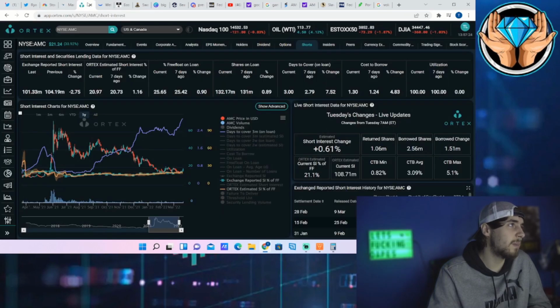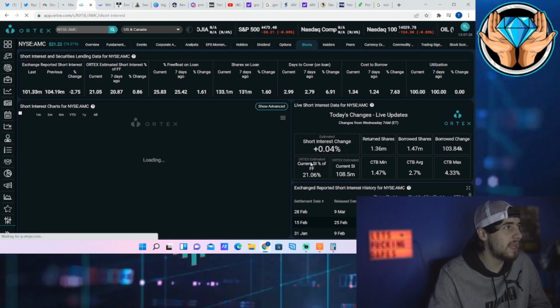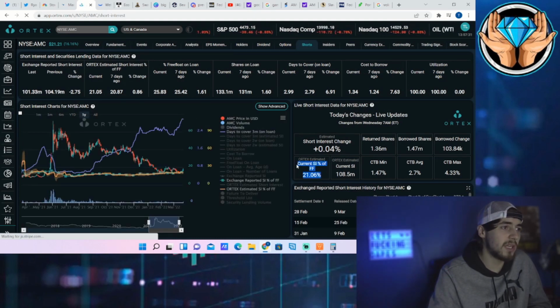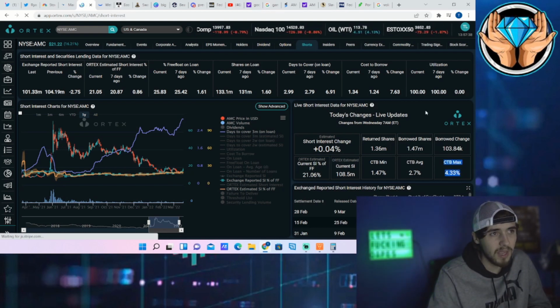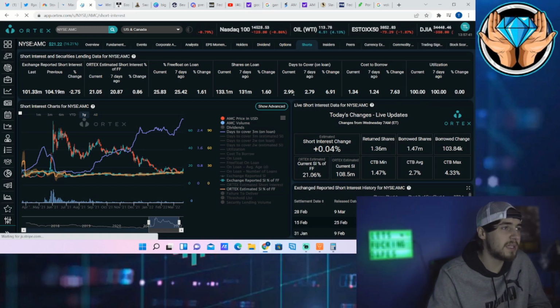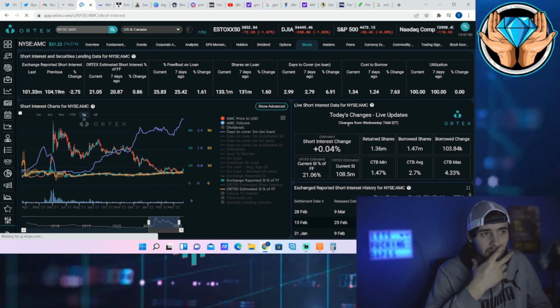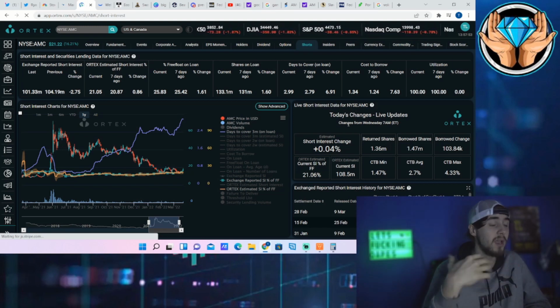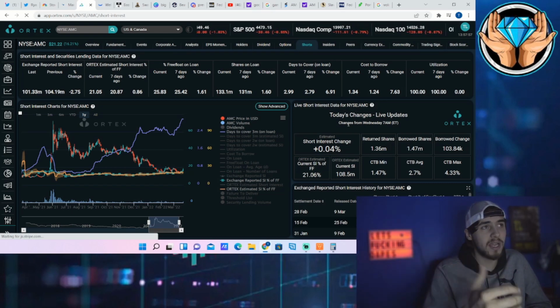Let's get into some of the AMC specific data. And we'll go ahead and refresh this page. Looking at 21.06% short interest of free float, 108.5 million shares sold short, cost to borrow max of 4.33%, utilization of 100%, and days to cover of 2.99. So not too much has actually changed for the day as far as AMC is concerned. Return shares 1.36 million, borrowed shares 1.47 million.